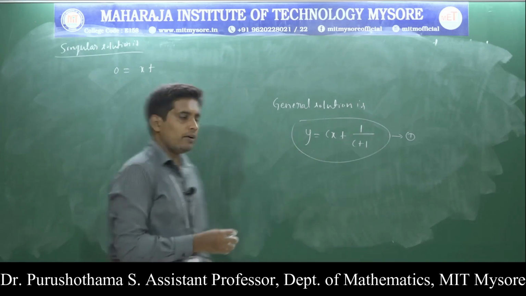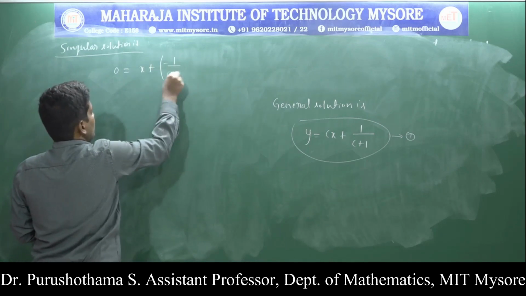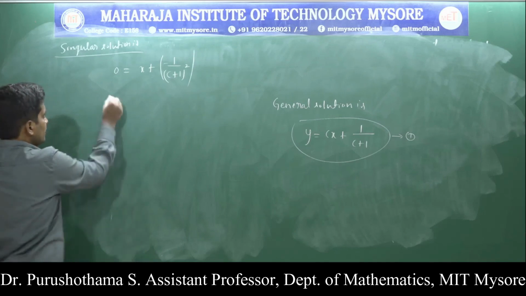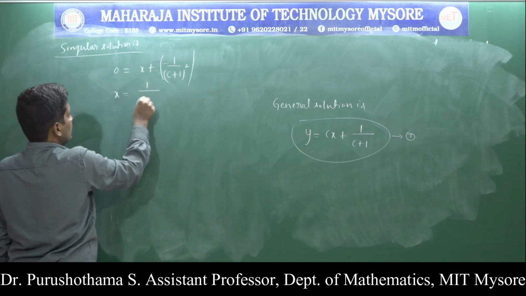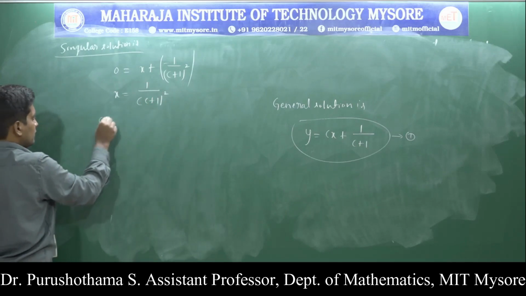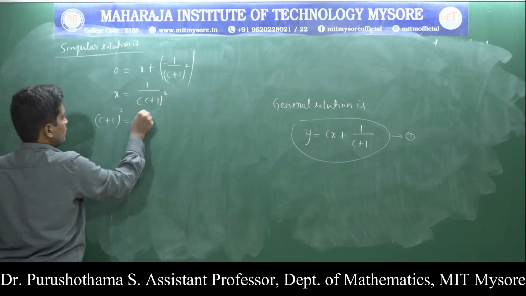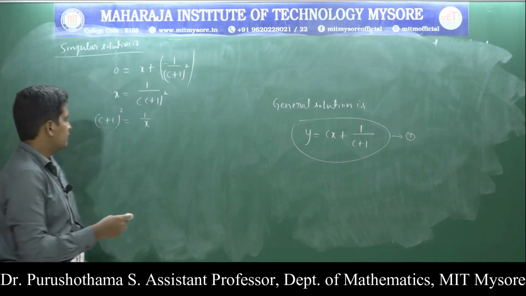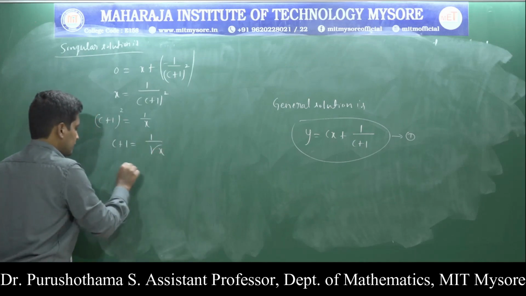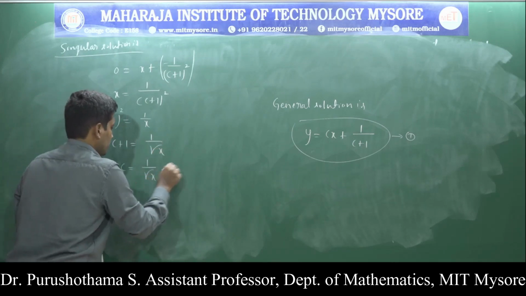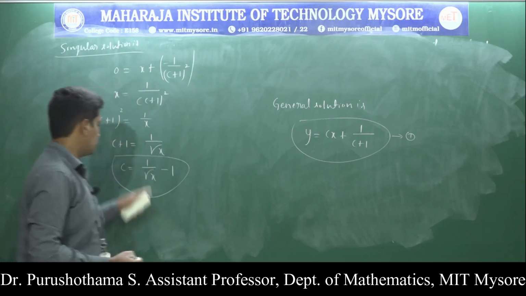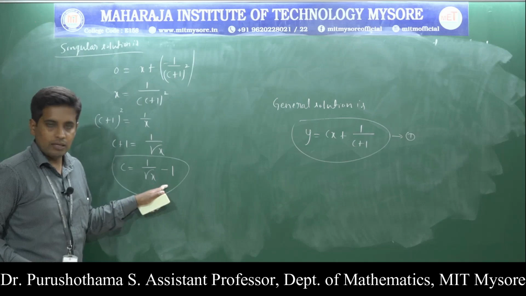So x is equal to 1 by c plus 1 whole square, or c plus 1 whole square is equal to 1 by x, or c plus 1 is equal to 1 by square root of x, or c is equal to 1 by square root of x minus 1. This is the parameter c value. c equals 1 by root x minus 1.